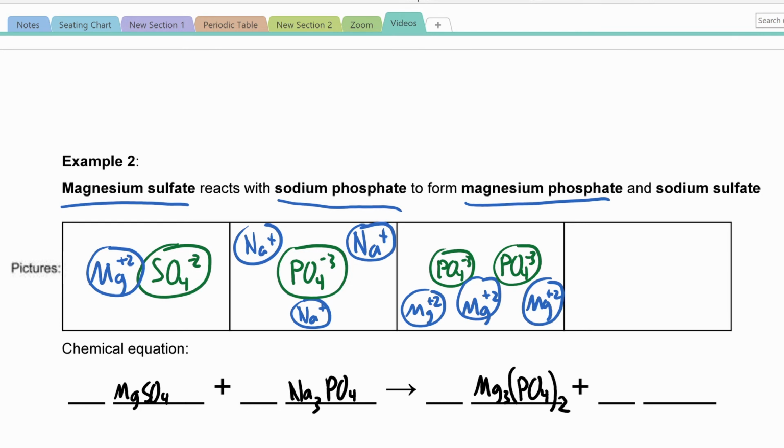Okay, lastly, we have sodium sulfate. We know that sodium ions have a +1 charge. Sulfate ions have a -2 charge. So we need 2 sodium ions for every 1 sulfate ion. So sulfate, SO4 -2. Sodium ions, Na+, Na+. Okay, then writing the formula, it is Na2, 2 sodium ions, and SO4, and there's only 1 sulfate ion.